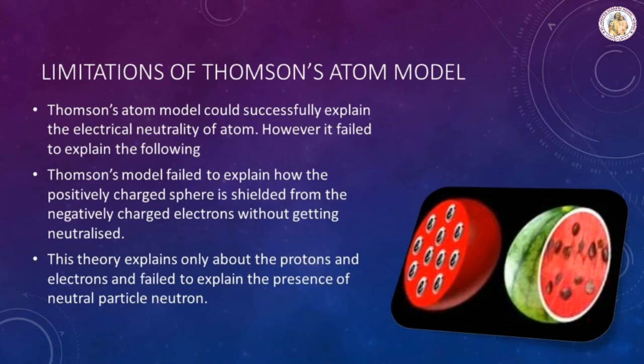Limitations of Thomson's atom model. Thomson's atom model could successfully explain the electrical neutrality of an atom. However, it failed to explain the following. Thomson's model failed to explain how the positively charged sphere is shielded from the negatively charged electrons without getting neutralized. This theory explains only the protons and electrons and failed to explain the presence of the neutral particle, the neutron.